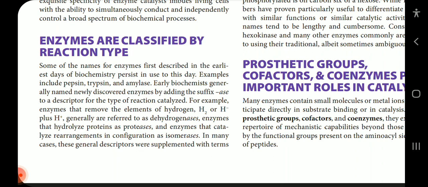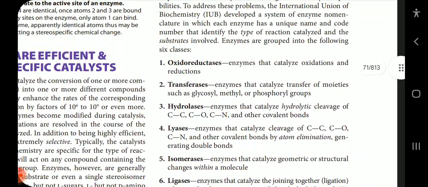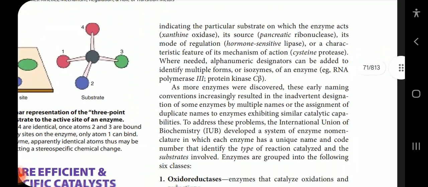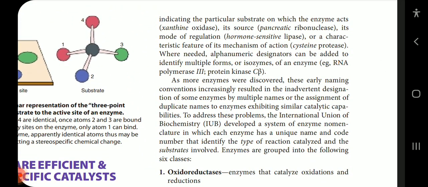Earlier biochemists generally named newly discovered enzymes by adding the suffix "ase" to a descriptor of the type of reaction catalyzed. For example, enzymes that remove elements of hydrogen (H2 or H minus plus H plus) generally are referred to as dehydrogenases. Enzymes that catalyze hydrolysis of proteins are proteases, and enzymes that catalyze rearrangement in configuration are isomerases. In many cases, these general descriptors were supplemented with terms indicating the particular substrate on which the enzymes act.